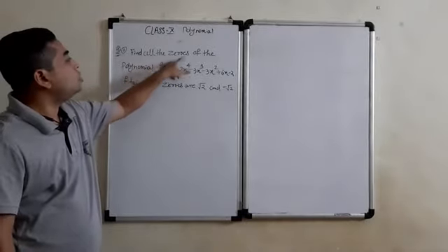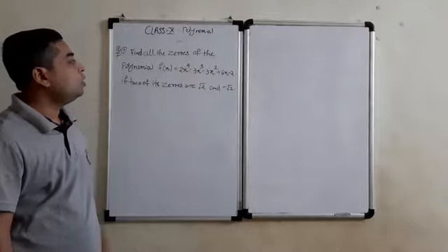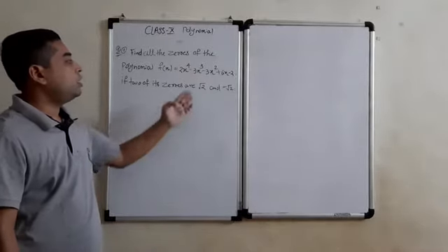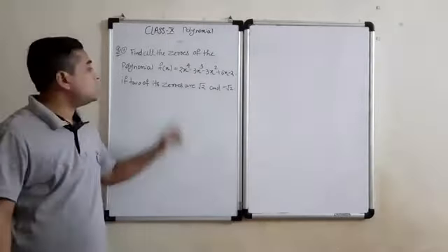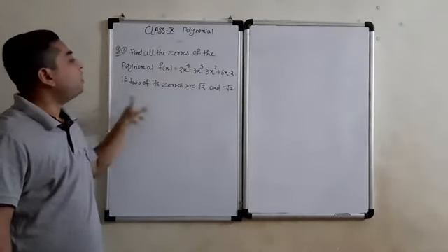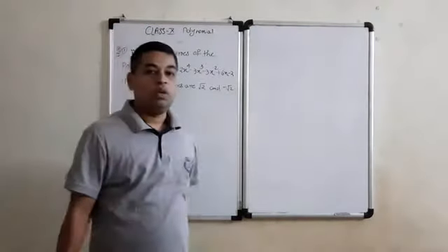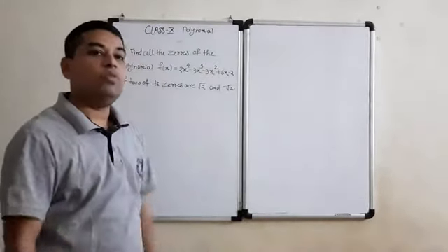Find all the zeros of the polynomial f of x, that is 2x raised to the power 4 minus 3x cube minus 3x square plus 6x minus 2. This is the polynomial given to us whose degree is 4, and two of its zeros are also given to us, that is root 2 and minus root 2. If two zeros are given, the remaining we have to find out.